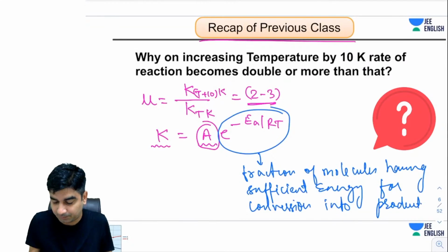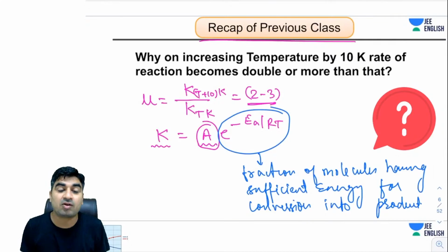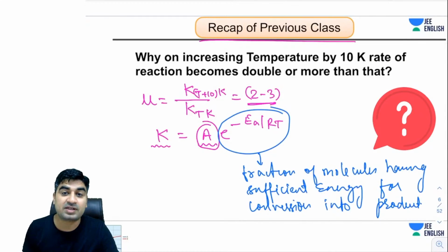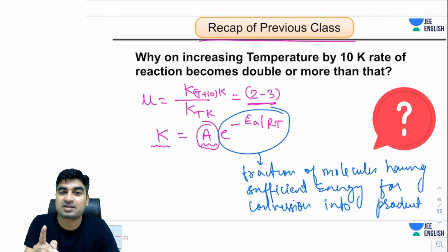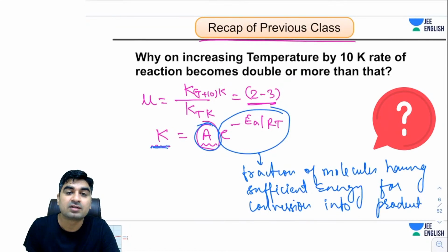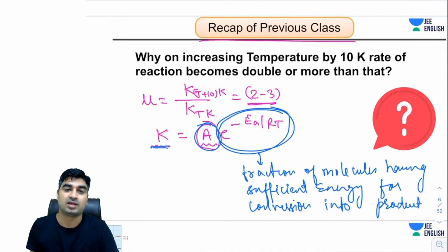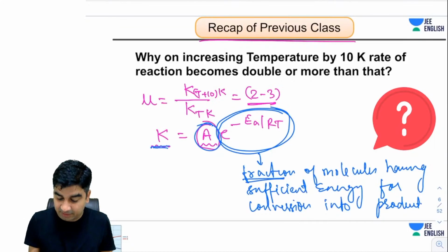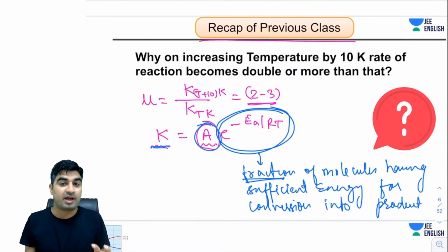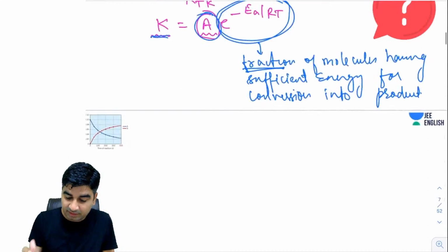So what is that? It is basically the fraction of molecules having sufficient energy for conversion. It means that when you increase the temperature by 10 degrees Celsius or 10 Kelvin, your K becomes double, and it is almost constant. So it is getting double because of this only. It means that on increasing temperature, this fraction of molecules having sufficient energy increases. And how will it increase?